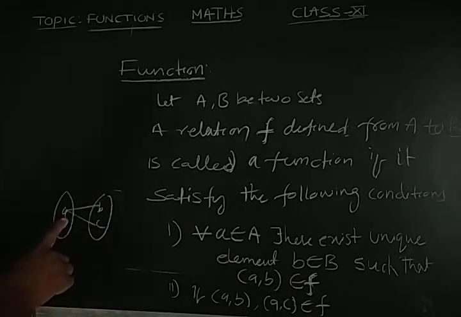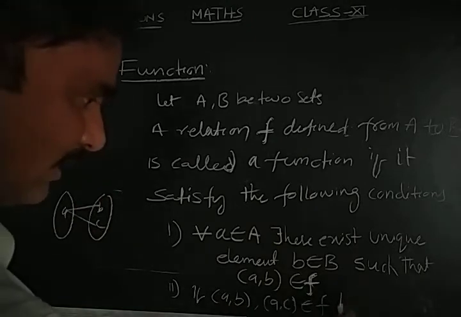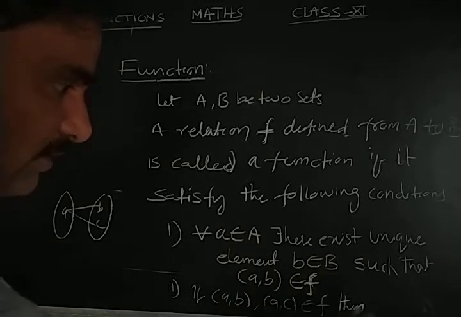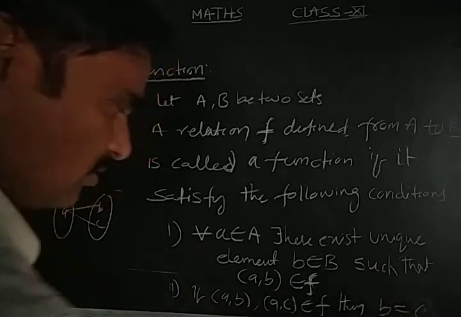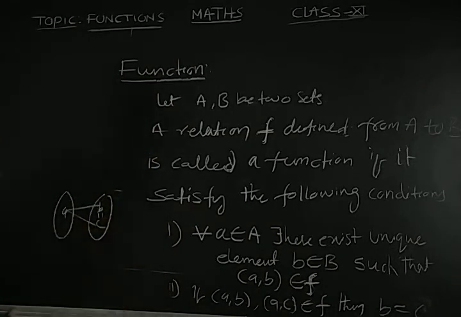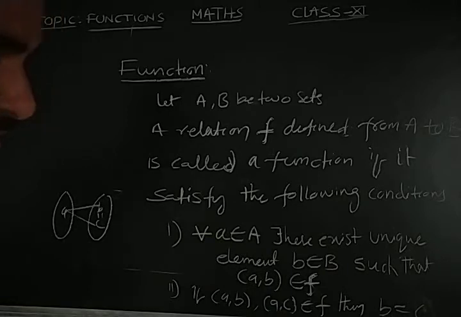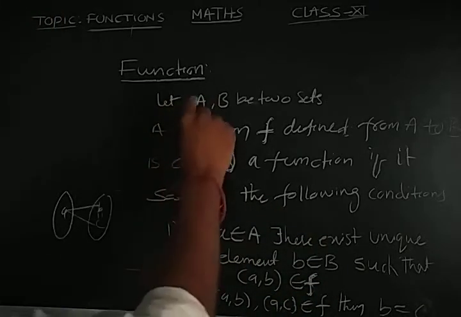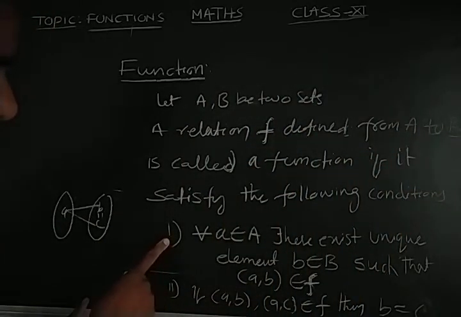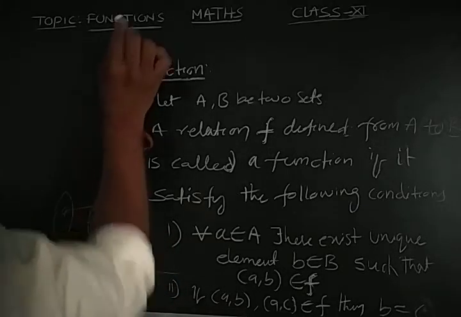What I said: every element of the domain should have only a unique image. So if you have this type of ordered pairs, where a is related with b and a is related with c, then b should be equal to c. These two images should not be different, they should be equal. Then only can we say the relation is a function. So any relation from one set to another set is said to be a function if that relation satisfies these two conditions. Very important definition, function.